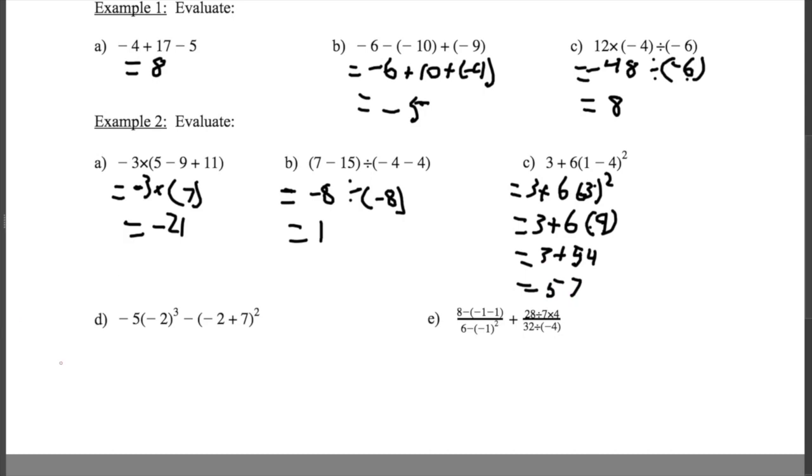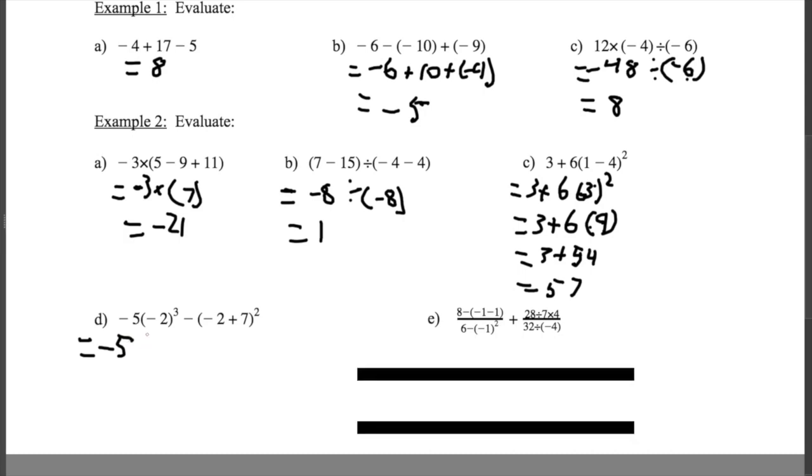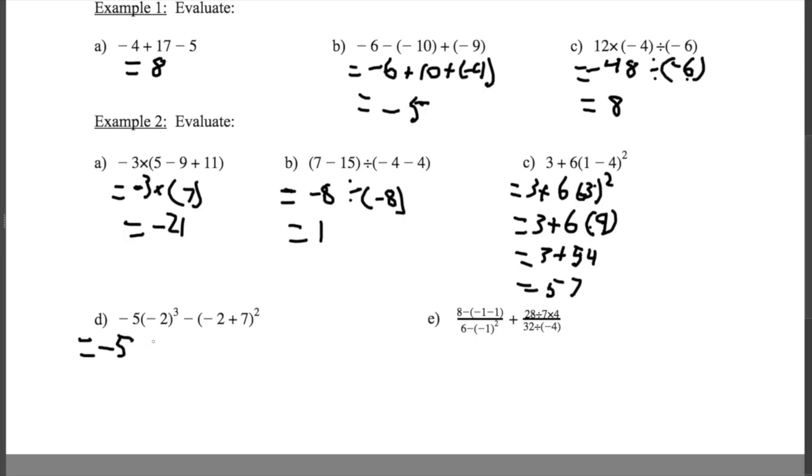Alright, so for D, again, we're looking at the brackets first and the exponent. So -5, and then with the exponent, -2 to the power 3, this will actually stay negative, with -8. And then we'll complete what's inside the bracket first. So this would actually become just a positive 5, and then still squared.